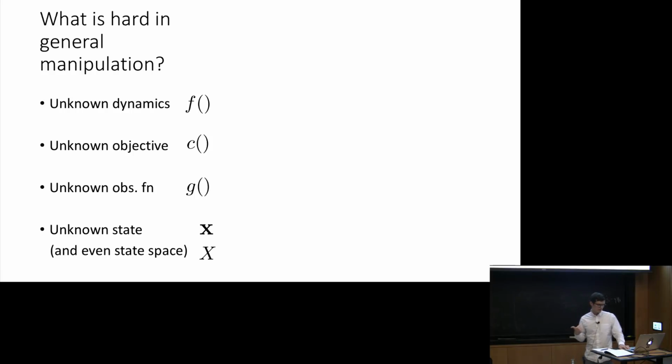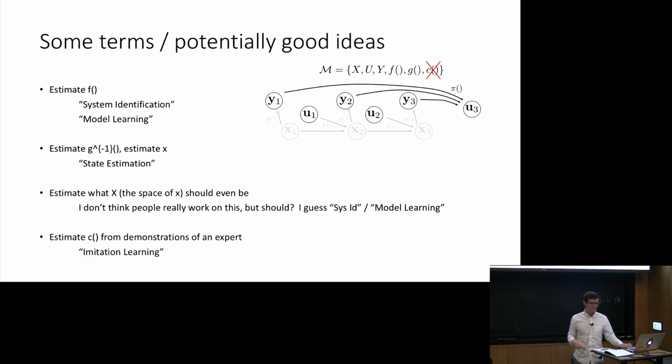So again, what is hard in general manipulation? We've got unknown dynamics F, unknown objective C, unknown observation function G, unknown state X, and we don't even know what the state space is. Yeah? Can you go back to the last slide? There's just a lot of valid names and things. Sure.